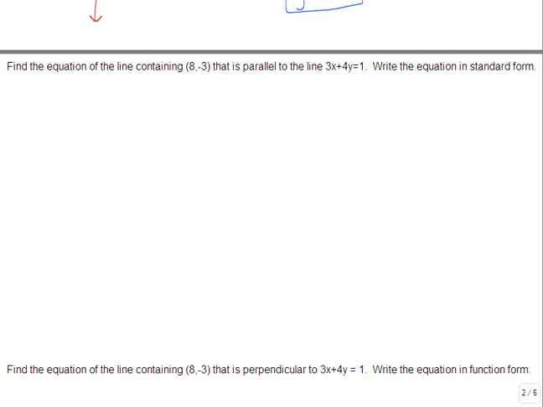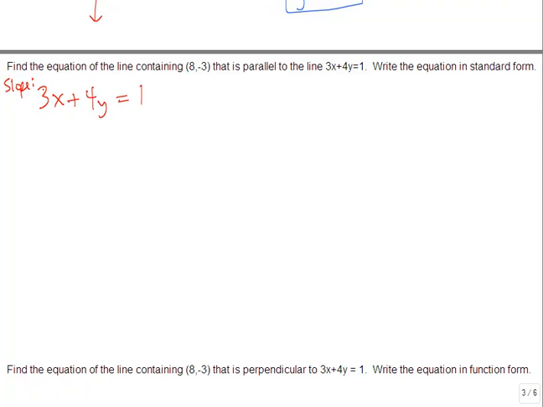If we want to find the equation of a line going through a point that is parallel to another line, that means we want our two lines to be parallel, which means their two slopes must be equal. Parallel lines have equal slopes. So if we want to be parallel to 3x plus 4y equals 1, I'm going to need to find the slope of this line and use the same slope so that my slopes are equal. So step 1 here should be to find the slope of this line.